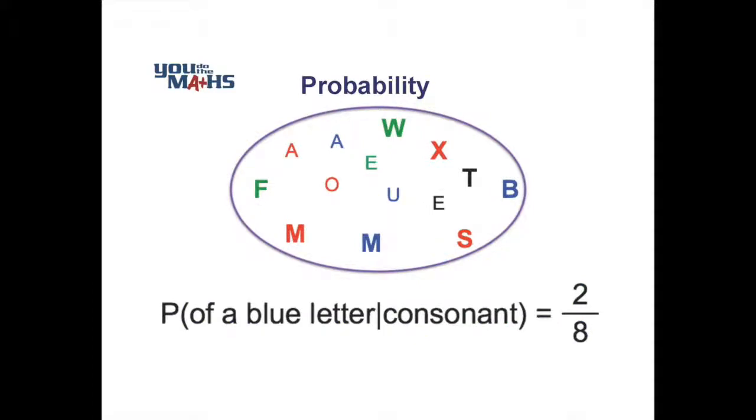You'll also notice in both the solutions that we provided that in the actual statement of the probability there is a vertical line. So if you look carefully, it says the probability of a blue letter, and then there's a vertical line with consonant. That vertical line in probability notation means given that. So we read it as the probability of a blue letter given that the letter is a consonant.